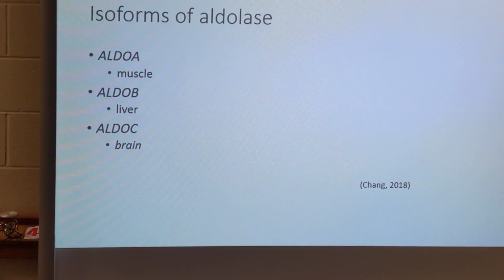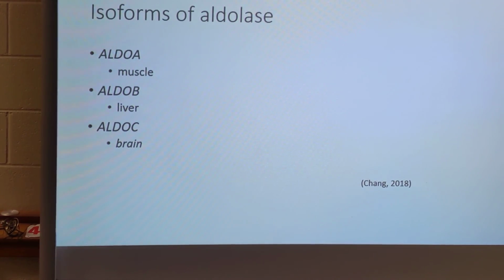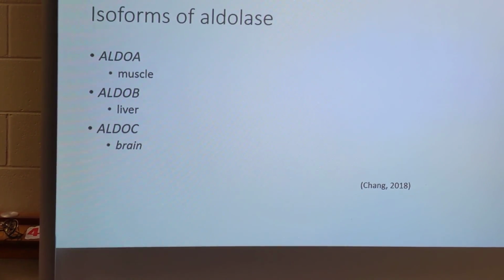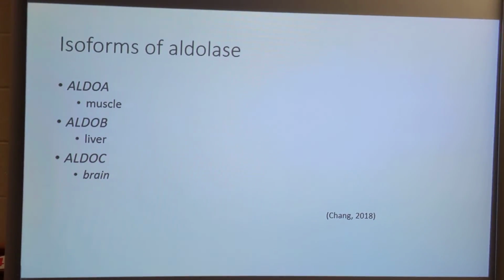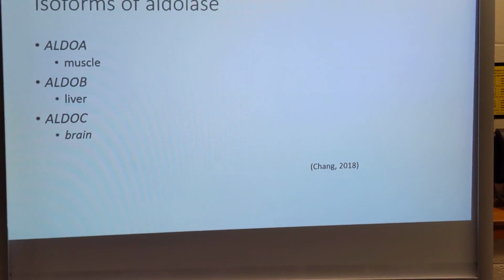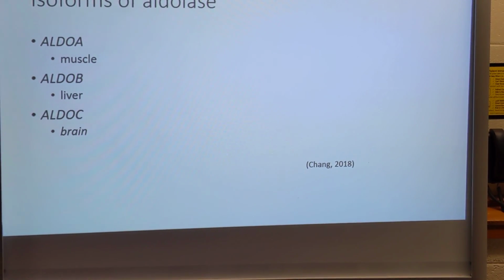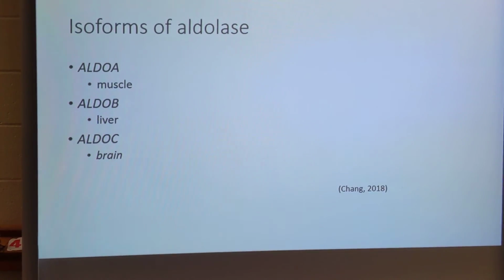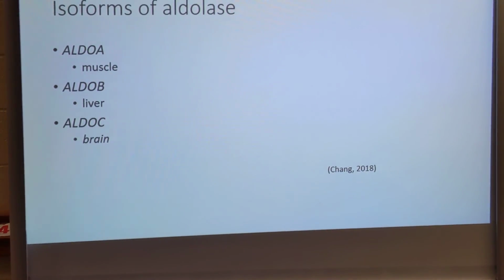The isoforms are involved in glycolysis, fructose, and synthesis of glyceraldehyde and ATP. These are associated with several types of cancer. These forms are also expressed differently in different types of tissue. A is in muscle, B is in liver, and C is in the brain.